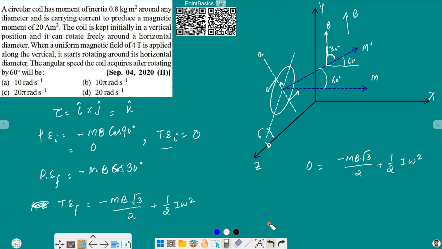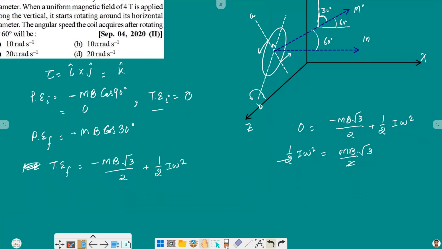And from this, half I omega square is equal to mb root 3 by 2. And from here we can say omega square is equal to mb root 3 by I, and omega will be under root of all these. So now let's put the value of magnetic dipole moment, magnetic field and moment of inertia.